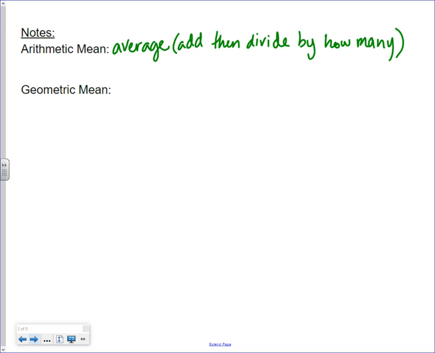So we're going to talk about a geometric mean today. Okay, geometric mean. And of course, geometry likes to be difficult, right? So it's going to be different. But don't worry, we'll work through it. Here's your definition. It is the positive square root of a product. The positive square root of a product.